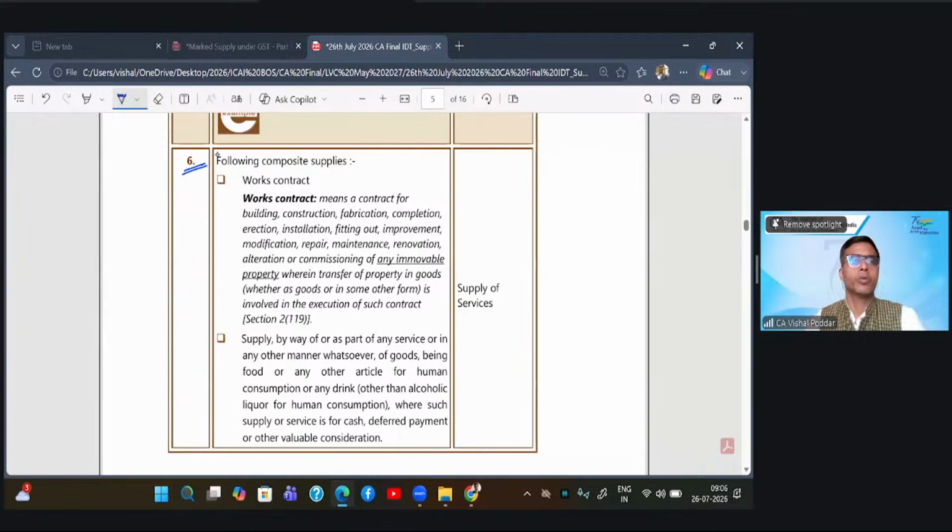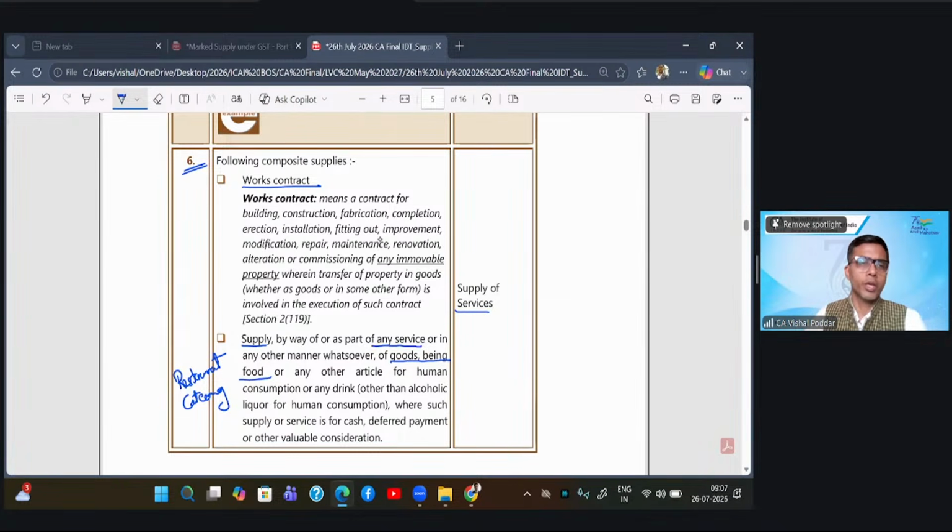Now, students, you can understand that what para 6 covers is deemed supply. What it says is that two activities will always be deemed to be a supply of service. One is the works contract, and the second is wherever you are running a restaurant or catering, all these services where what you are doing is supplying goods, which is what? Food. And this is done along with any service.